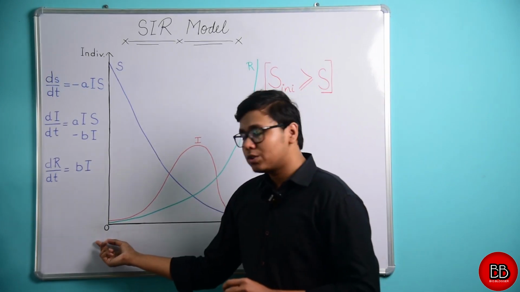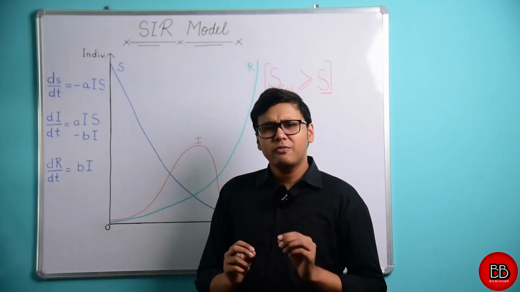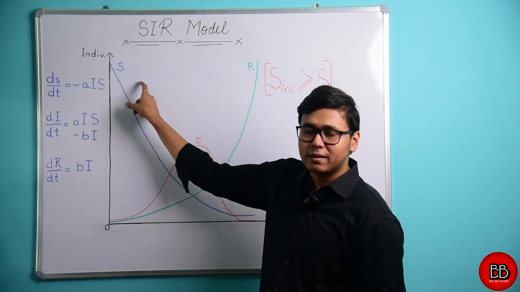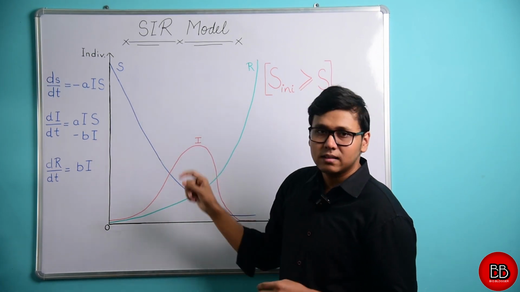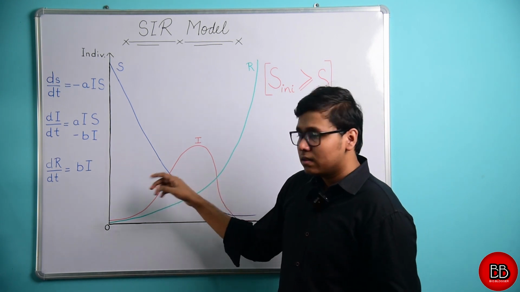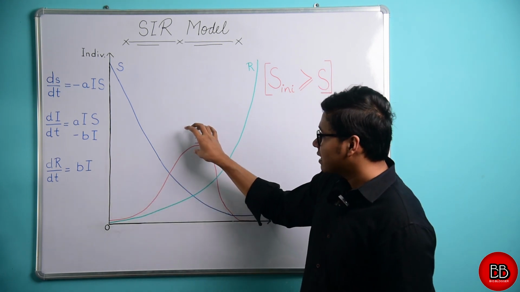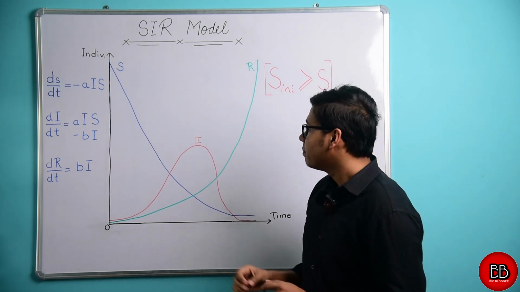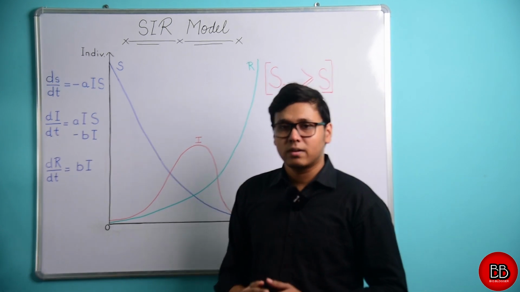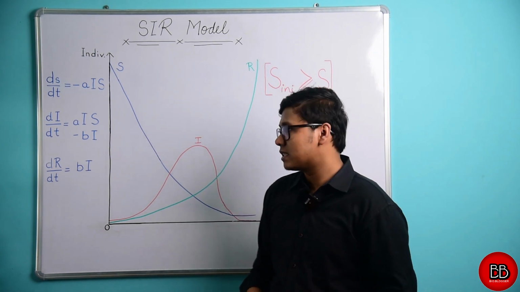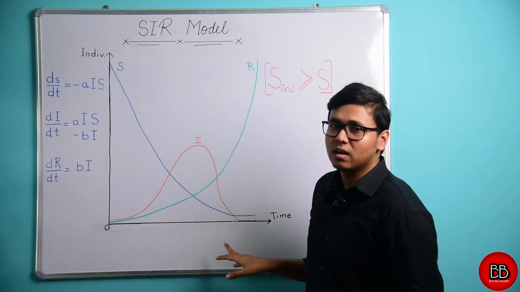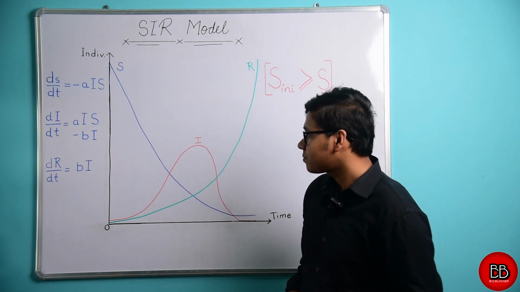Coming to the second equation, the number of infectives. At time t equals 0, the number of infectives will be very few. But as the time progresses, there will be contact between the S and the I, that is the susceptibles and infectives, and the number of infectives will increase. But at a point when there will not be enough susceptibles left, or there will be very few susceptibles, the number of infectives will start declining and ultimately it is going to reach 0.